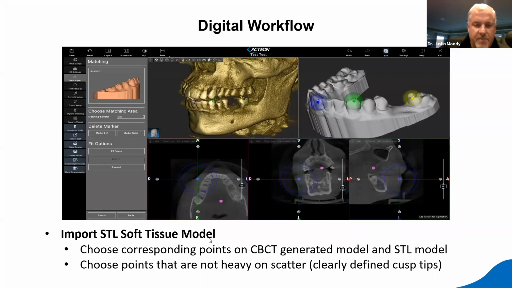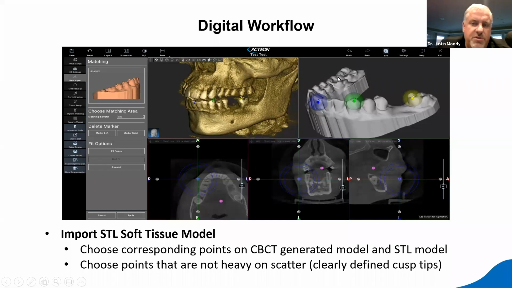very intuitive in the software, and that is we want to be able to pick some corresponding points on both the ConeBeam CT and the STL model. So if you take a look at the 3D rendered image, you'll see a blue dot that says number 1, a green dot that says number 2, and a yellow dot which says number 3.